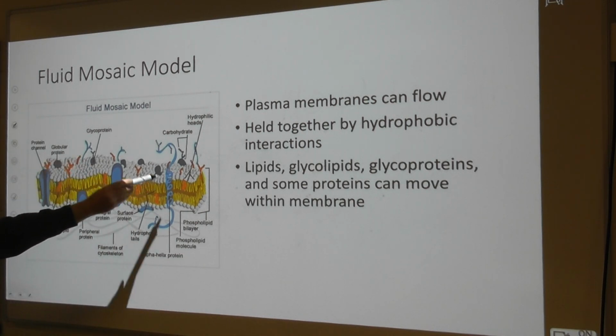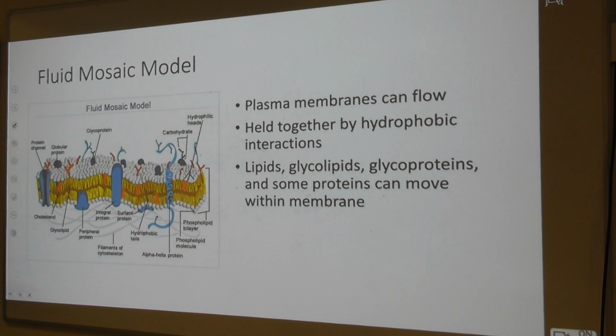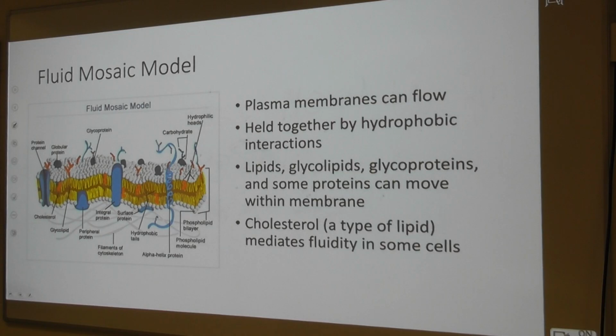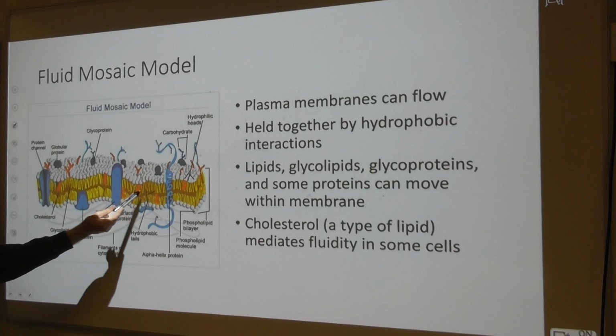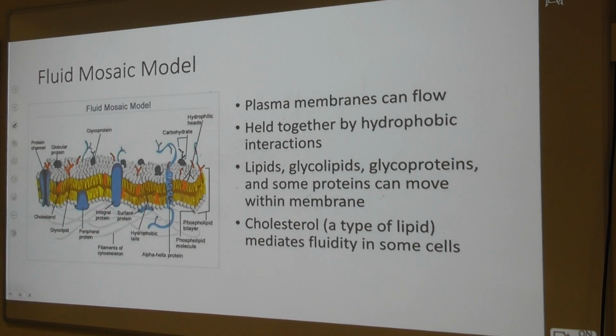All those things that are in the plasma membrane, including the phospholipids, can move around. They can flow around. And then cholesterol, which you see in this diagram as these little structures, mediates what we call fluidity, the degree to which things flow. It makes the cell membrane more of a liquid and less of a solid, so to speak.